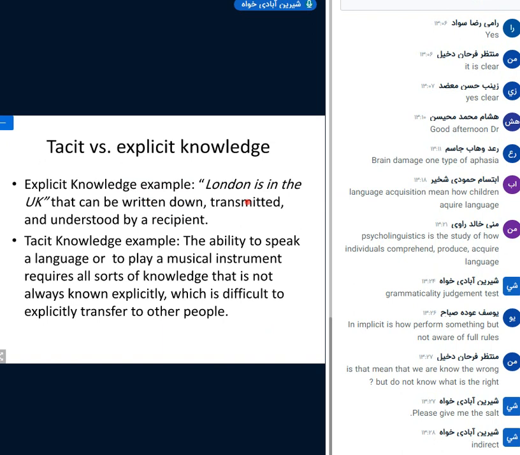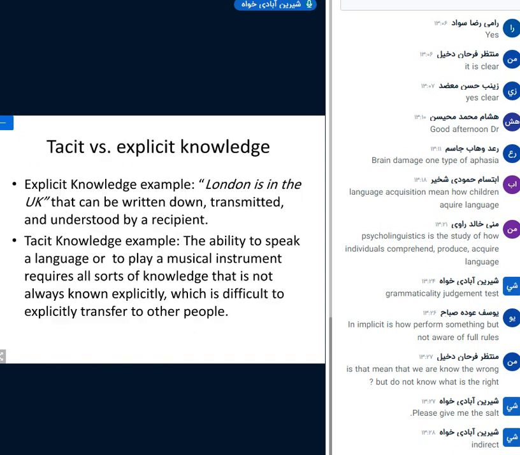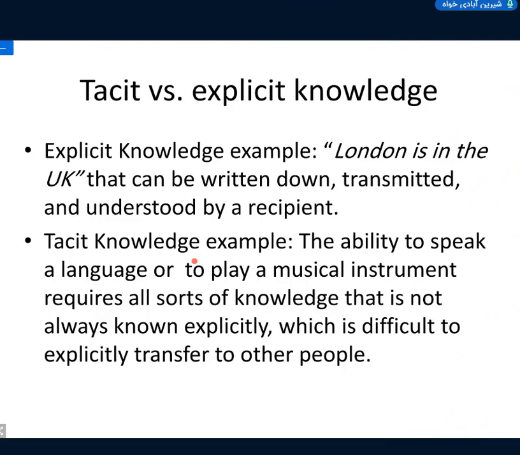Explicit knowledge, for example. So that piece of knowledge up to here is about implicit linguistic knowledge. And the next slide gives us some examples of explicit and implicit knowledge. For example, the sentence, London is in the UK. This is a piece of explicit knowledge. I can verbalize it, I can say it, I can write it, and you can understand it as a recipient. So this is a piece of explicit knowledge.